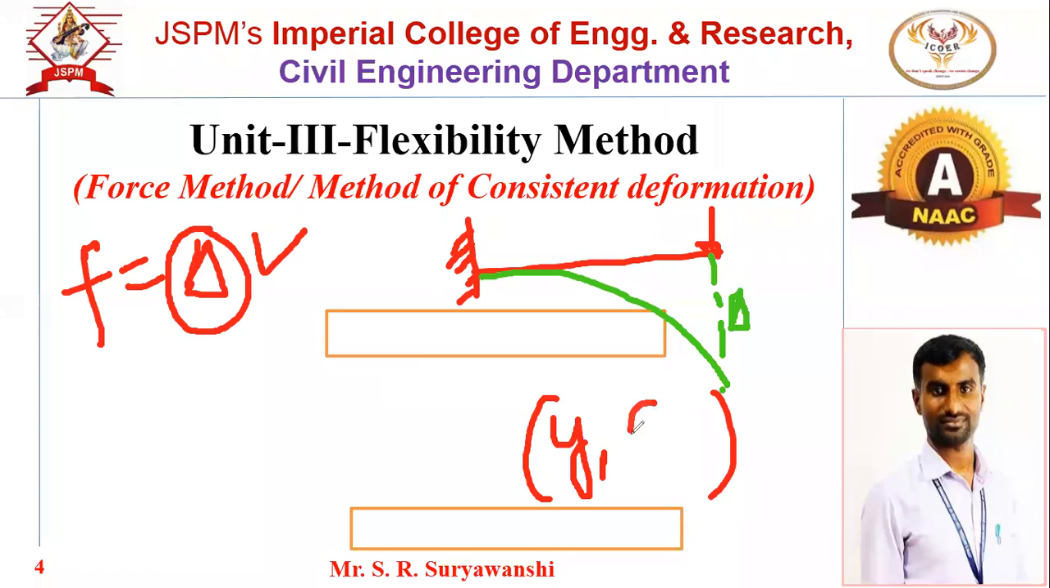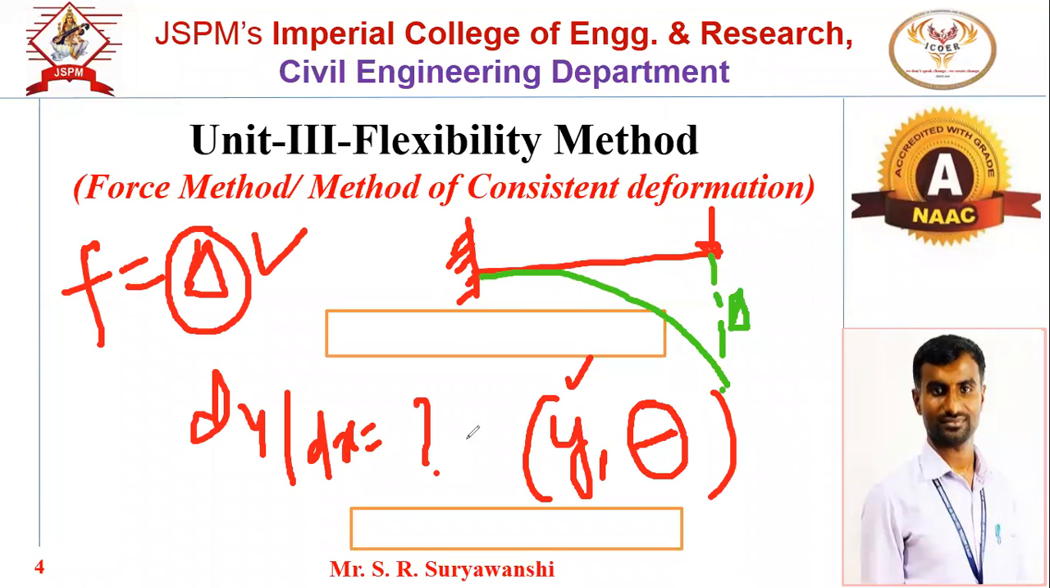That unknown is theta. Due to the loading condition, this beam has displacement, and in case of beam the displacement is given by two parameters: first is the deflection, second is theta. What is theta? dy by dx. Yes, that is slope. Theta is nothing but the slope.